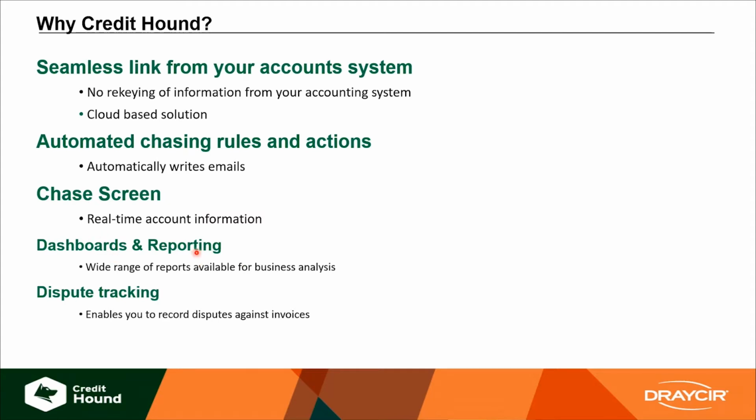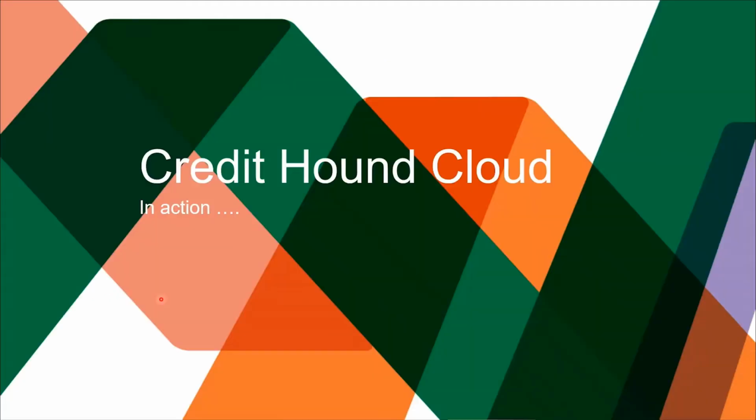Dashboards and reporting, everyone loves a pretty dashboard and seeing their data in a nice, pretty way. So the first thing you'll see when I log in is that I'm presented with a dashboard of how my company is getting on, which is nice if you're a credit control manager, say, so you can have a pretty decent overview of how the company is performing in credit control. And then dispute tracking, so a very light version of our Professional. In Professional, there is a full dispute tracking section. Within Credit Hound Cloud, we can enable disputes against an invoice, so they won't be chased as part of the automated collection process.